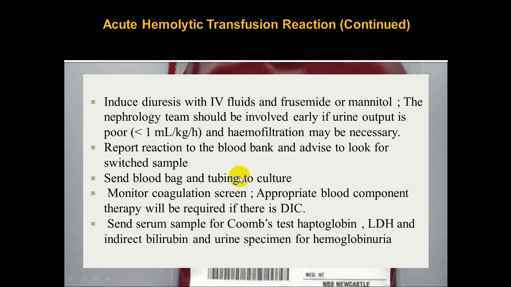Treated by: we stop blood transfusion, induce diuresis by IV fluid and mannitol or furosemide Lasix. A nephrology team should be involved early if urine output is less than 1 ml per kg per hour. Report the reaction to the blood bank. Send the blood bag and tube for culture. Monitor coagulation screen. Appropriate blood component therapy will be required.